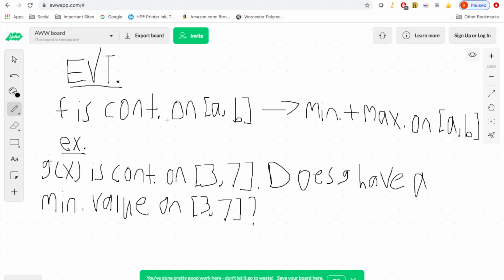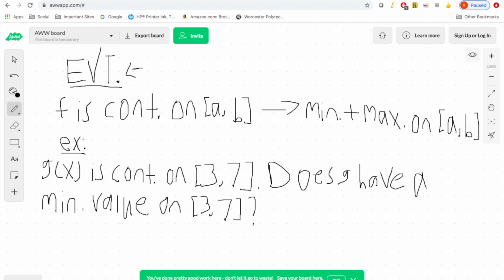In this video, we are going to discuss the extreme value theorem, or the EVT for short. So this is a rather quick and simple theorem compared to something like the mean value theorem, which we're going to learn about, or the intermediate value theorem, which we learned about. But nonetheless, it's an important theorem.